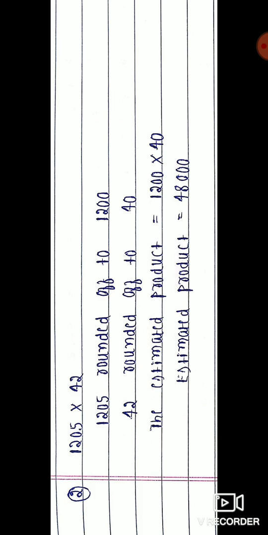So the estimated product of 1205 into 42 is 48,000. In this way, you have to find out the estimated product. First, you have to round off to its nearest hundred value, and then you have to round off to its nearest tens values. Then you have to multiply these terms. Then you will get the estimated product of the given numbers.